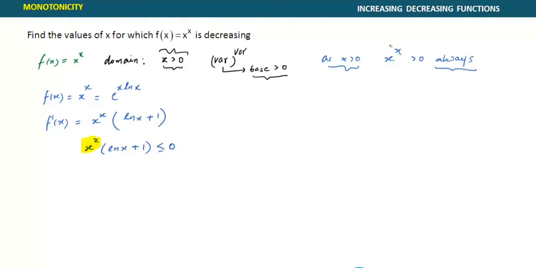Any power for that particular function will always make that positive. Here x is positive, so this will always be positive. So in an inequality, this is actually not required. You can just solve this. So if you just solve this, let's see what your answer would be.